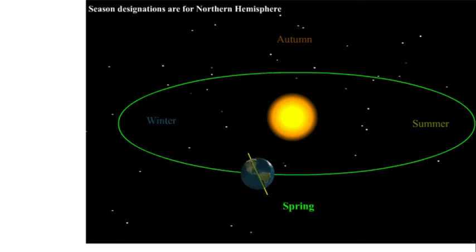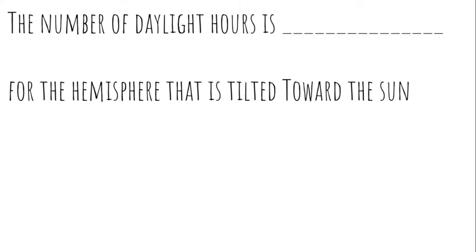Okay, so this is just a representation of the Earth revolving around the sun. Notice that the Earth stays tilted, right? It moves, and different parts of the northern hemisphere are tilted toward the sun at different times of the seasons. So the number of daylight hours is greater for the hemisphere that is tilted toward the sun. We live in the northern hemisphere, which is above the equator.